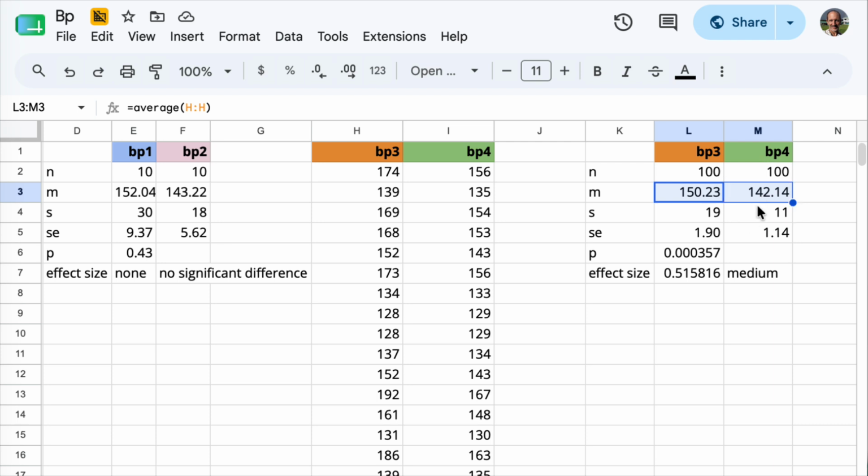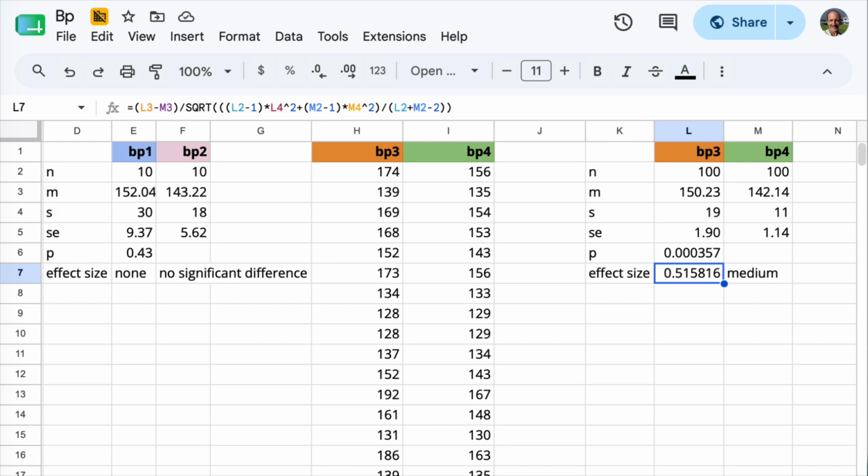Almost exactly 8. But now, for those who've had statistics, my p-value is way below 0.05. I have a definite difference here. My risk of a type 1 error, very small. And so my effect size, I can do an effect size because I have a difference. It's a medium effect size.